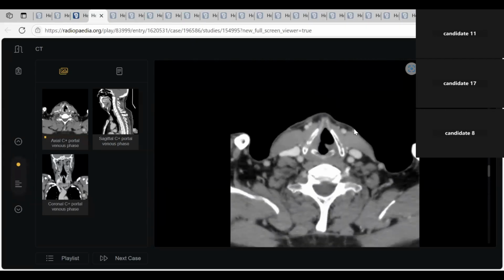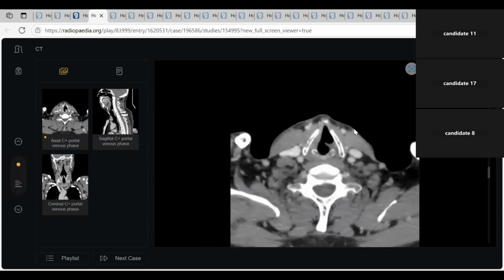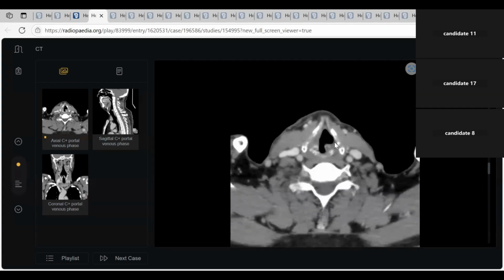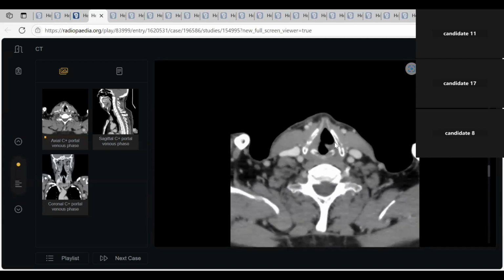The patient has hoarseness of the voice. What is the name of this sign? There is high density. No, what is the name of this sign? The problem in the vocal cord. What happened to this vocal cord, the left side? Where is it? Sir, the left side is paralyzed. Excellent. Left vocal cord paralysis.